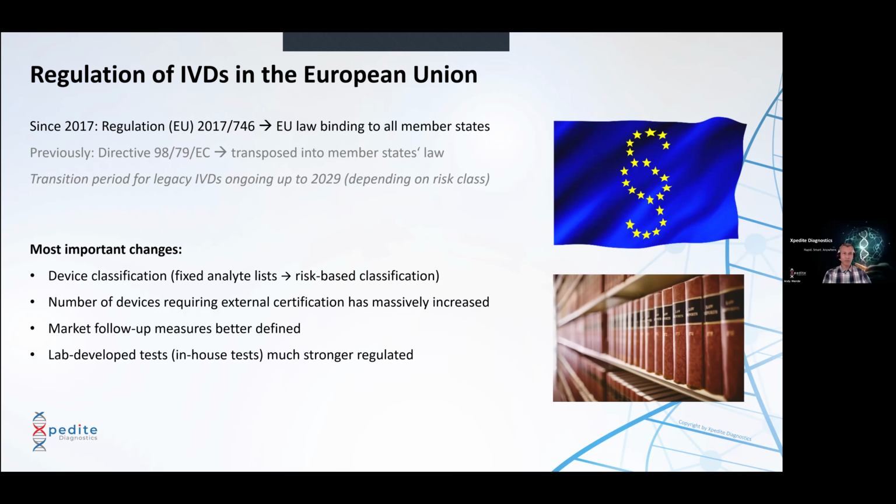So that has completely changed. Now it's a risk-based classification. I will show you in the next slide what this means. And then also due to this risk-based classification, the number of devices that has to undergo an external certification process has massively increased. People say it used to be like 10% of all IVDs had to undergo external certification, and now it's like 90%. So it completely changed to the opposite. Also, the IVDR is defining the market follow-up measures to be conducted by the manufacturer much better and more comprehensively. And also lab-developed tests, also called in-house tests, are much stronger regulated. They are not forbidden, as some people think, but they are still allowed, yet much, much stronger regulated. But this is not a topic of today's talk.